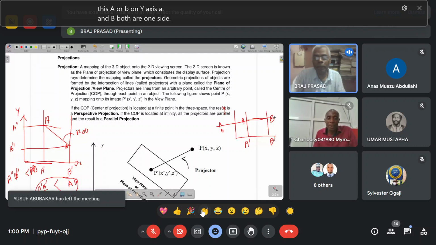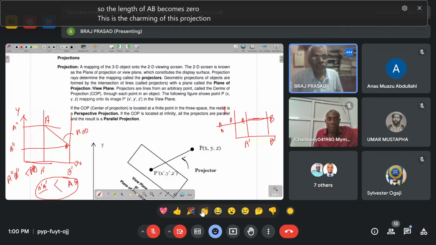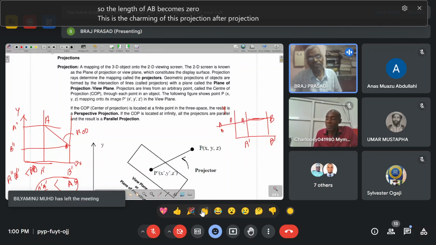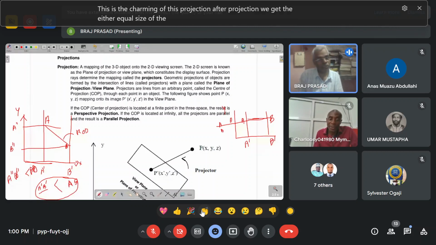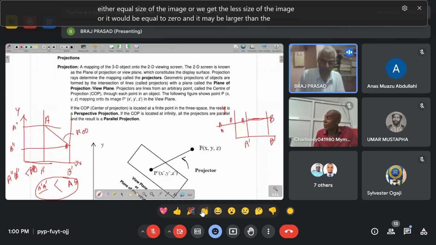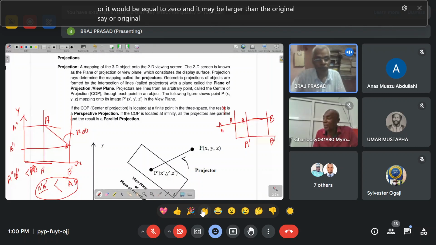So the length of AB becomes zero. This is the charm of this projection. After projection, we get either an equal size of the image, or a smaller size of the image, or it could be equal to zero, and it may be larger than the original size. So this is the concept of projection.